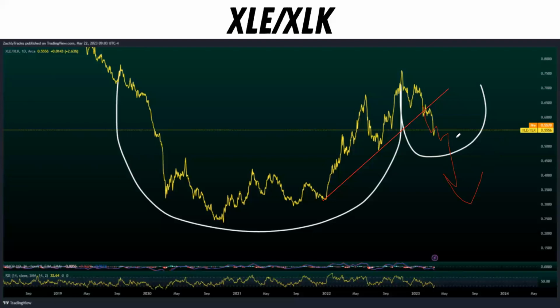But for now, I am seeing a nice cup, and we are putting in a handle with this drop down. So it'll be interesting to see if we start to recover in this area and can move back up towards these previous highs. Are we going to get a breakout of this cup and handle, or is this thing going to invalidate, and are we just going to continue heading lower? So that's basically it for today's video.